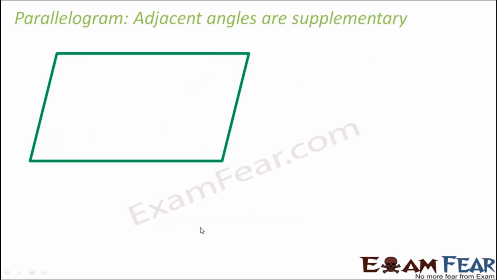So let's now try to prove that the adjacent angles are supplementary. That is, sum of the adjacent angles is equal to 180 degrees. So for this, again, we consider this parallelogram. Let us label it as ABCD. And here again, we draw a diagonal AC. Let's also label the angles. Let's call this angle 1, this angle 2, this is angle 3, and this is angle 4.